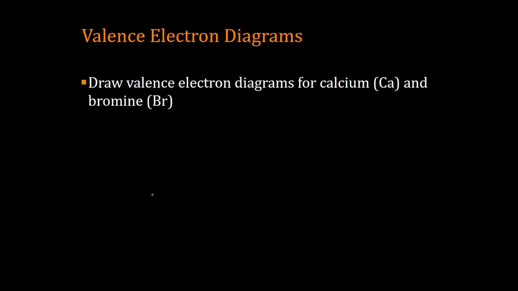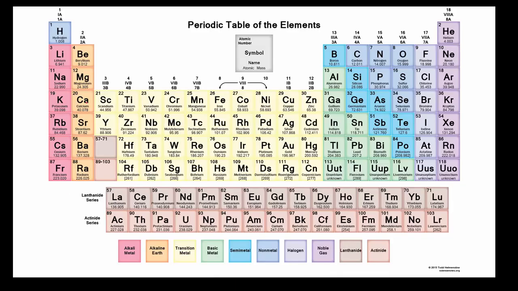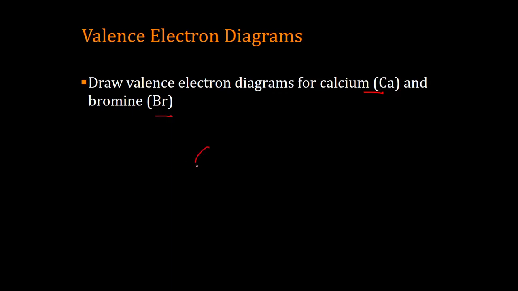Now the last thing is to draw valence electron diagrams for calcium and bromine. It used to be, to get this, we'd have to go to the periodic table and find the protons and then fill in our energy levels and see how many valence electrons they have. But now I can just go to the periodic table and look at calcium. Calcium is right here in 2A, which means its electron dot diagram has 2 dots. So calcium is Ca, 1, 2.